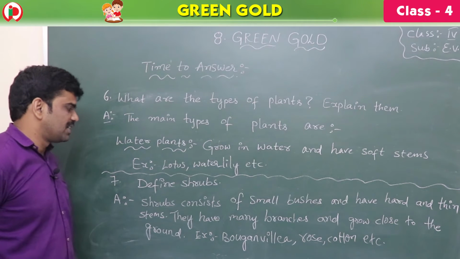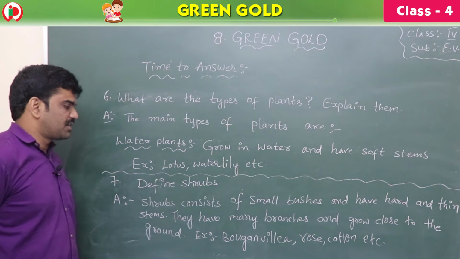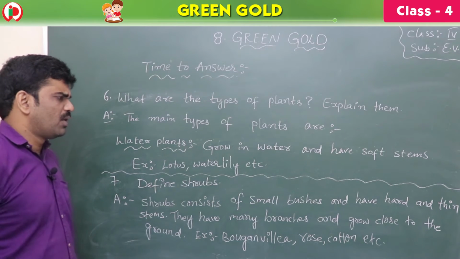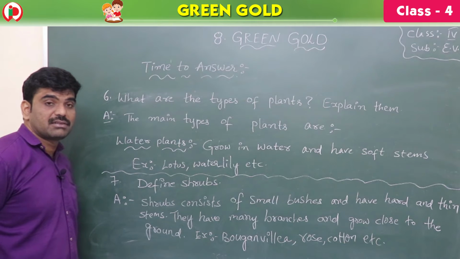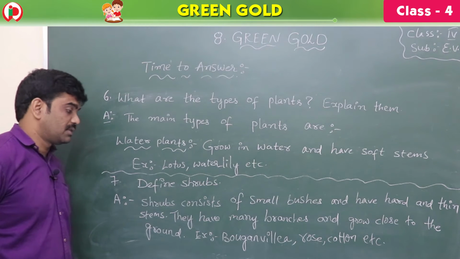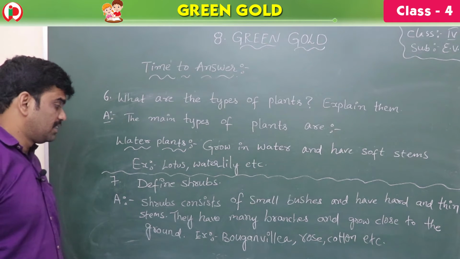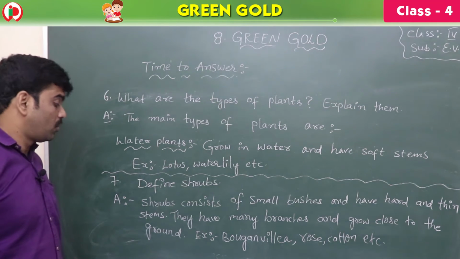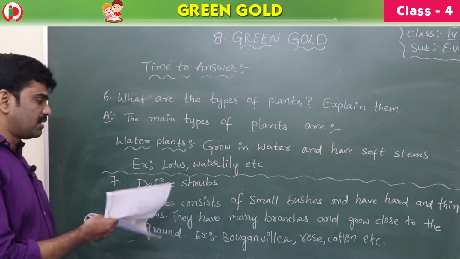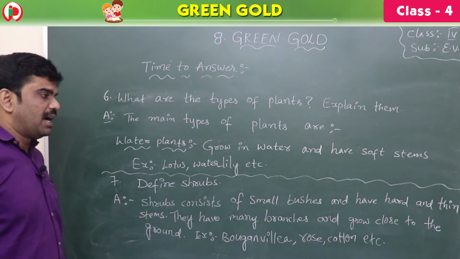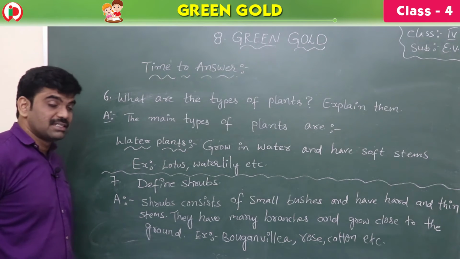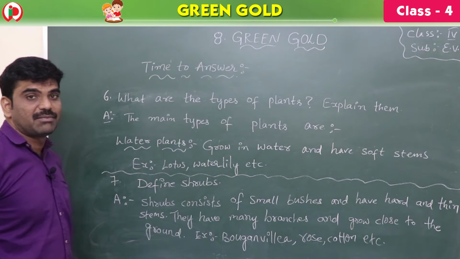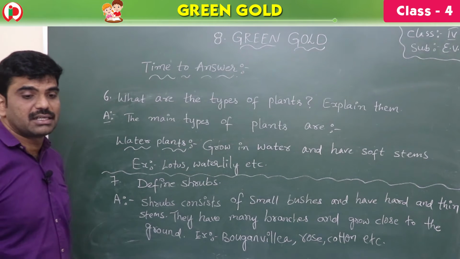Now see the seventh question, define shrubs. Shrubs consist of small bushes, children. They have hard and thin stems and many branches, and they grow close to the ground. So shrubs consist of small bushes and have hard and thin stems. Examples are bougainvillea, rose, cotton, etc.